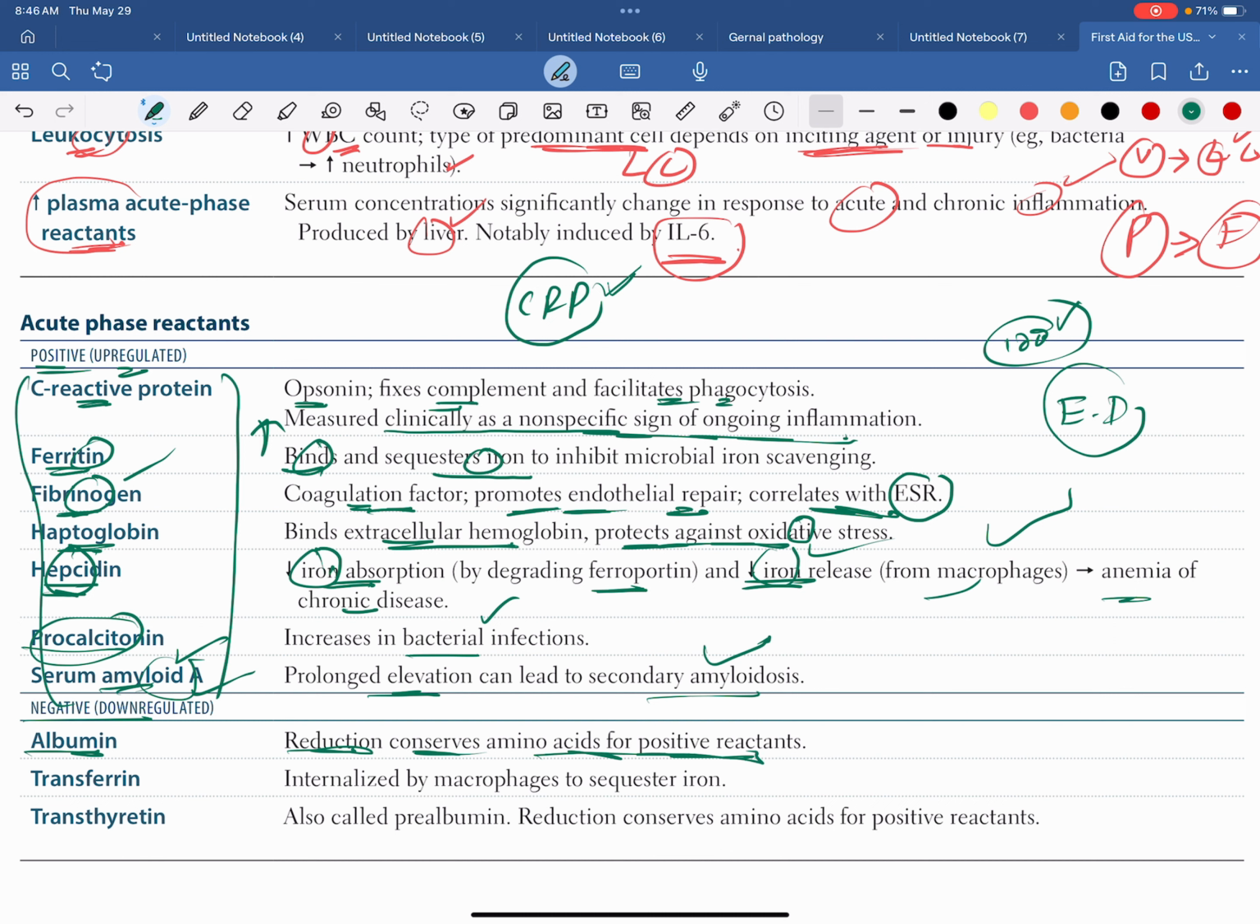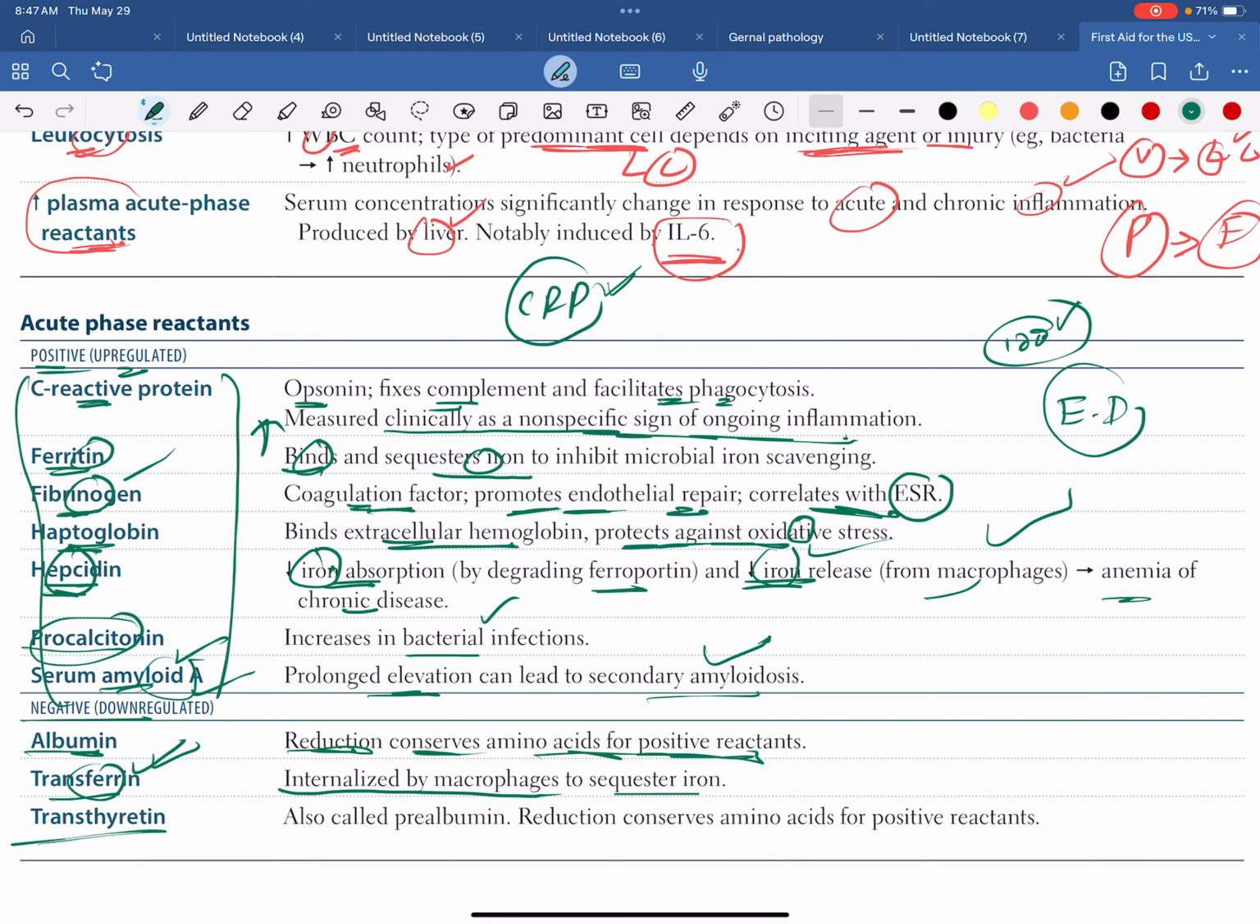So if in your body the albumin is going to be decreased, it means albumin is a protein. For protein you need amino acids. So if you are not going to make the albumin, it means you are not utilizing the amino acids. You are conserving these amino acids for positive reactants. Then after that, we have the transferrin. Basically, this is again produced in less amount. It is internalized by the macrophages to sequester iron. So basically, the macrophages are going to sequester the iron with the help of which protein? Transferrin. You guys have to remember this.